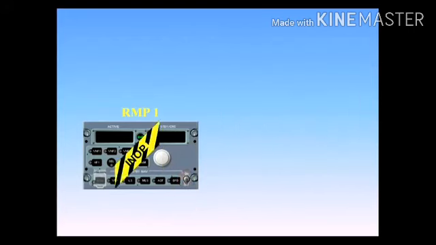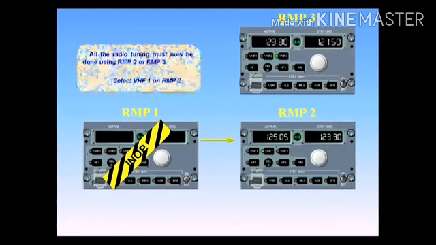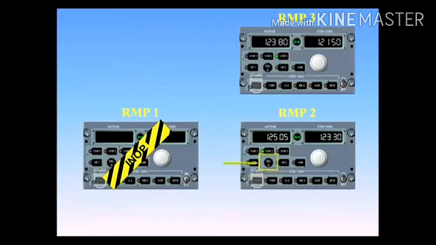All the radio tuning must now be done using RMP2 or RMP3. Select VHF1 on RMP2. Notice that the select light is eliminated because RMP2 is being used to tune VHF1. Now let's look at another failure.